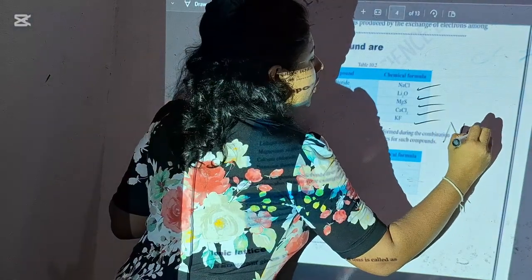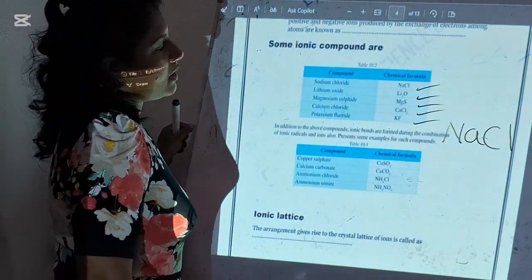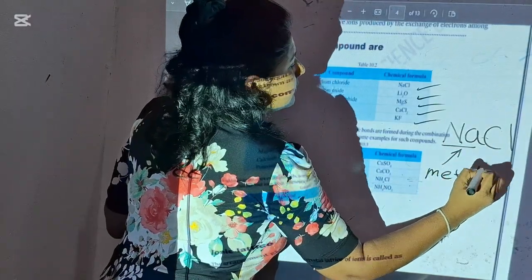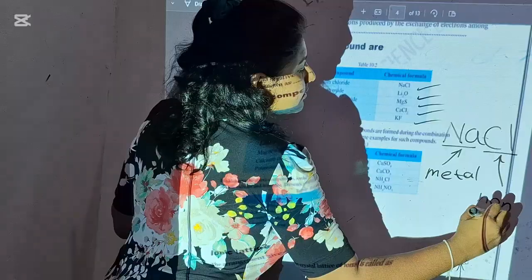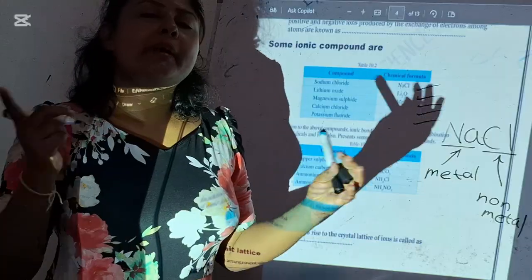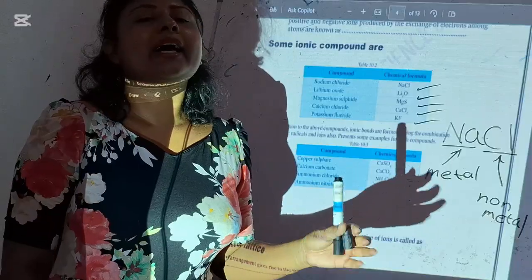Sodium chloride, I am drawing on the board. Sodium chloride means common salt. Look at sodium. That is a metal. Look at chlorine. That is a non-metal. Normally, when combining metal and non-metal, that causes an ionic bond.